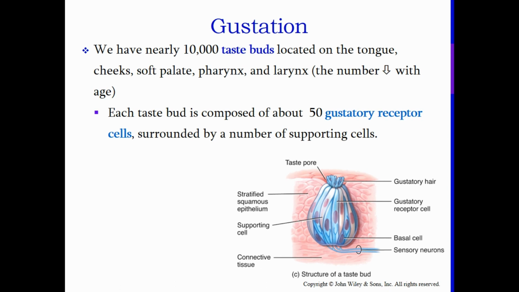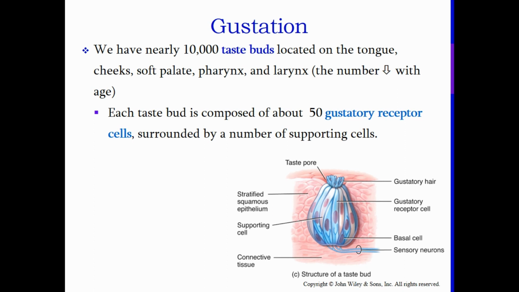Most of them are on the tongue, but there are a few in the inside walls of your cheeks, your soft palate, which is the back of the roof of your mouth. There are, believe it or not, some in the pharynx, in the back of your throat. And for some reason, there are some in the larynx, which doesn't make a whole lot of sense because that is your voice box, and you don't want food in there because you will be choking. So I'm not really sure why Mother Nature has given us taste buds in our voice box, but I guess there are some there.